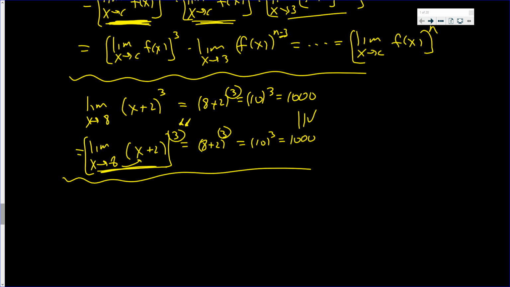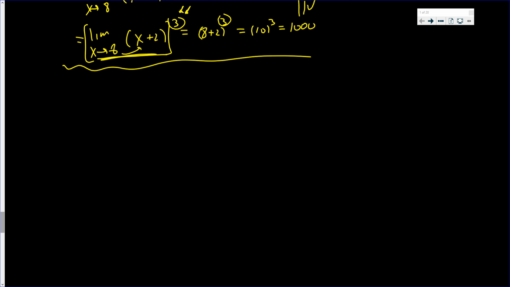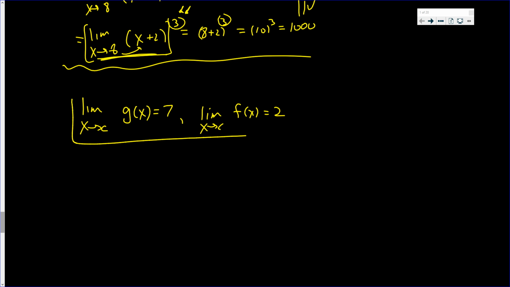Now, let us try this last set of problems. Suppose you're told that the limit as x goes to c of g(x) is equal to 7, and the limit as x goes to c of f(x) is 2. Okay, so this is, quote, given. And you want to find, say, these 3 or 4 limits.